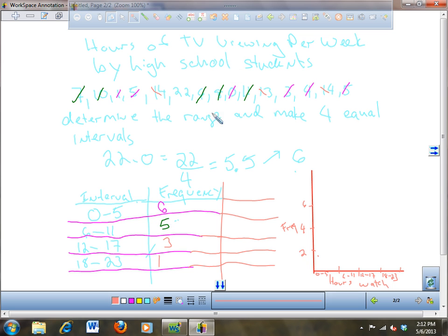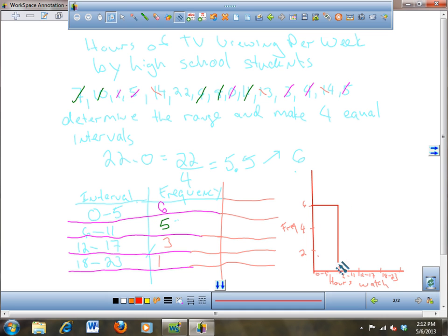So the first one, 0 to 5, I have 6. Right? So I'm going to go over here and draw that and down. And then 6 to 11, I have 5, which should be about halfway between here and here. And then I have 3, which is halfway between 2 and 4. So I'm going to go like this. And then I'm going to go to 1, which is down here. Okay? So, what can you tell me about this graph?